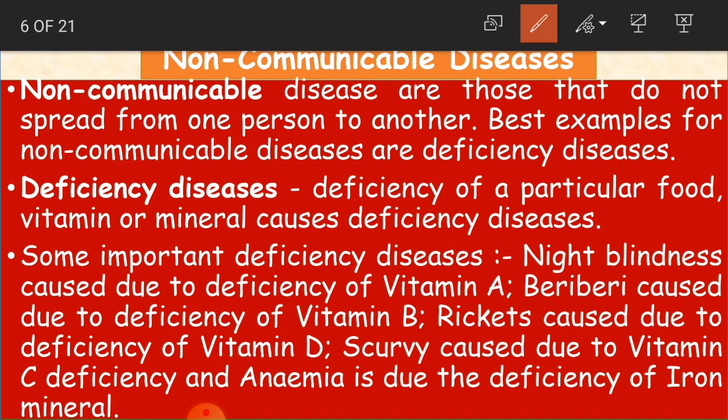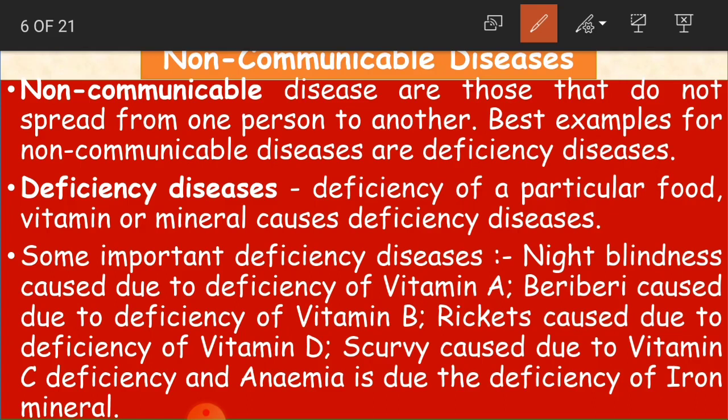And beriberi. Beriberi is caused due to deficiency of vitamin B. Beriberi is also one particular disease. So this is also because of deficiency of vitamin B. Rickets. Rickets is caused due to deficiency of vitamin D. We'll have some bone problems where we will not be able to grow properly. We don't have proper growth. So this is all due to vitamin D. Okay, children? And scurvy is caused due to vitamin C. Scurvy, in the sense, we'll have blood in our gums. Blood will be bleeding in our gums. That is also because of vitamin C deficiency.